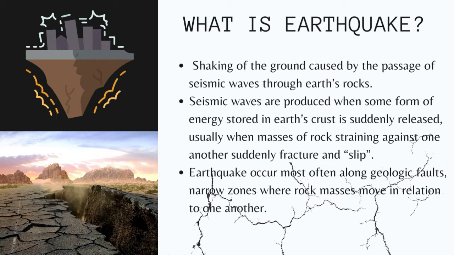Seismic waves are produced when some form of energy stored in Earth's crust is suddenly released, usually when masses of rock straining against one another suddenly fracture and slip. Earthquakes occur most often along geologic faults, narrow zones where rock masses move in relation to one another.